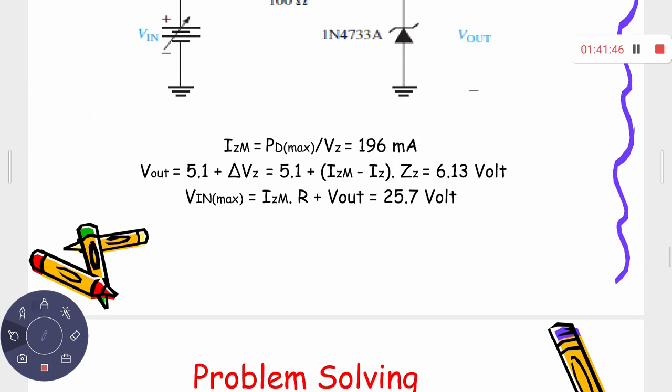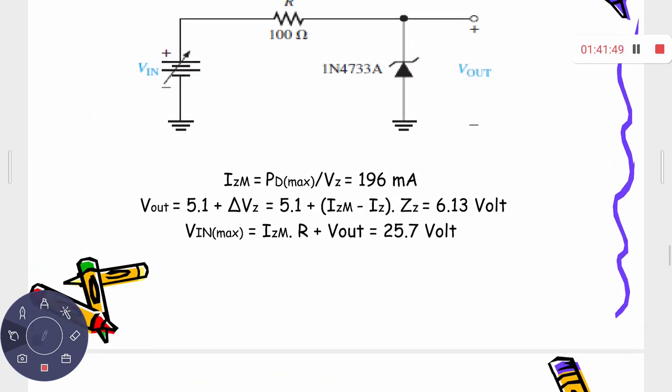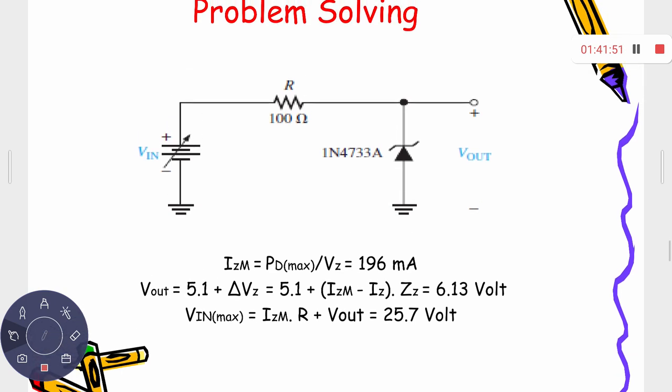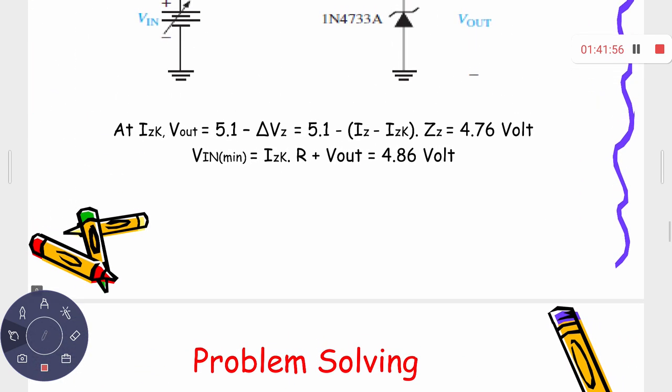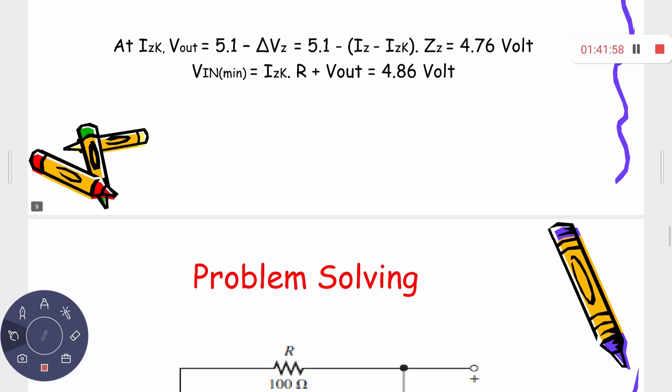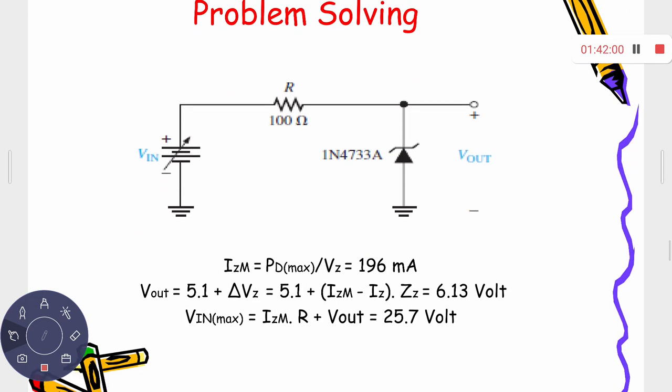Which one? 6.13. So 4.76 was your V out minimum, and V out max was 6.13. So 4.76 is almost 5 to 6. So fluctuation only 1 volt. V out max 6.13 here. Right? So 4.76 to 6.13, and for input it was 4.86 to 25 point something.